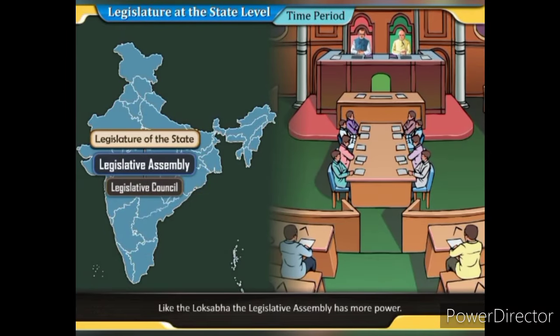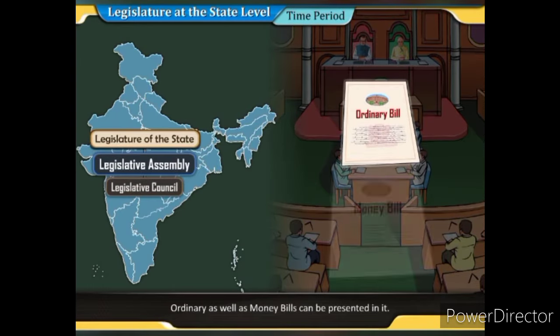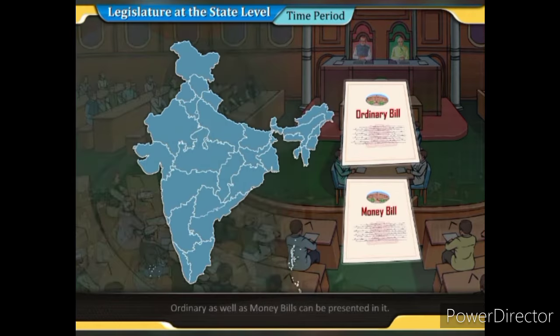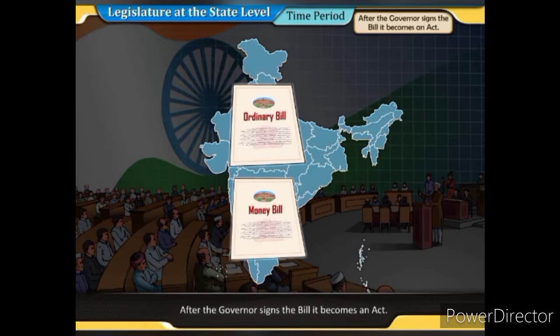Like the Lok Sabha, the Legislative Assembly has more power. Ordinary as well as money bills can be presented in it. After the bills pass through various steps, they are sent to the governor for his assent. After the governor signs the bill, it becomes an act.